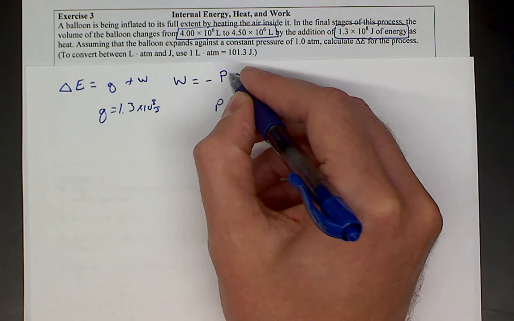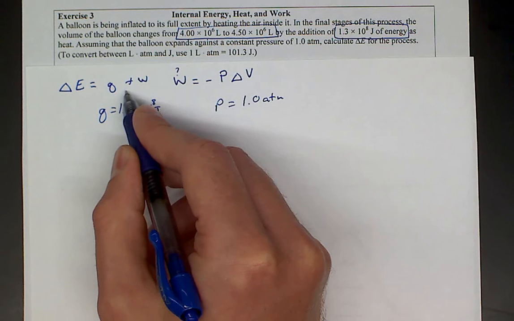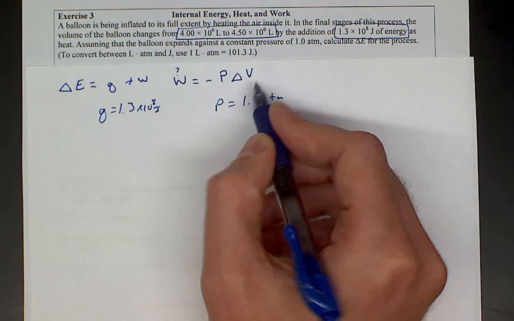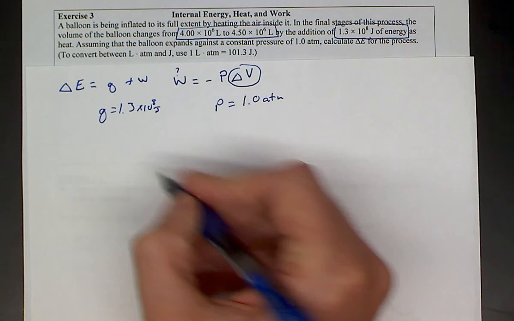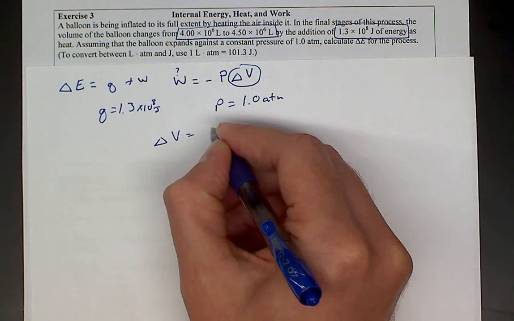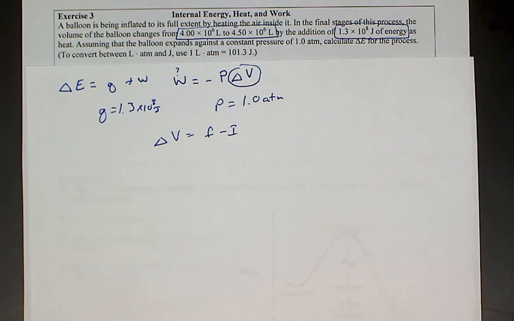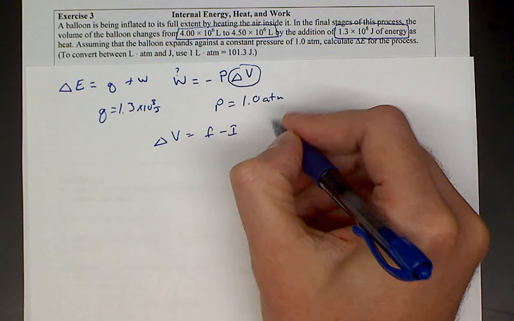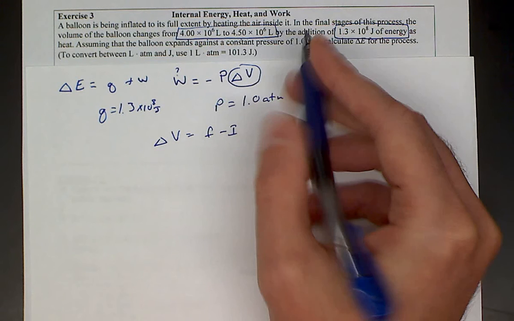So we need to know what this is to solve this equation, all right? But in order to get W, we're going to have to determine what delta V is, okay? So here's delta V. Quick review of deltas: final minus initial. And that is always for anything that has a delta with it. And so we have our final volume is 4.5 e to the 6th.